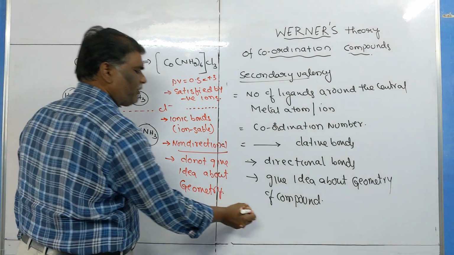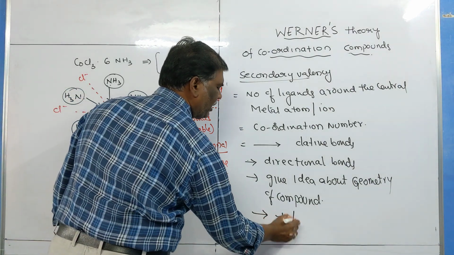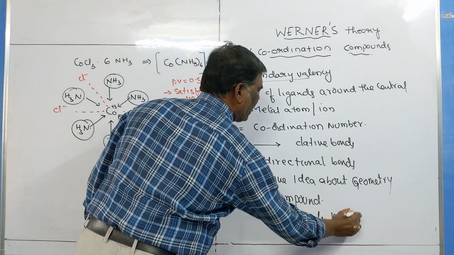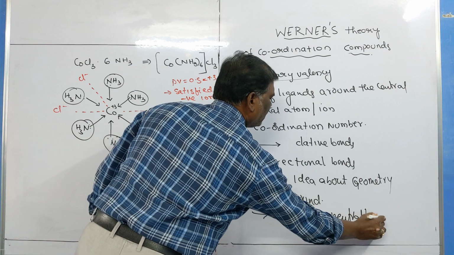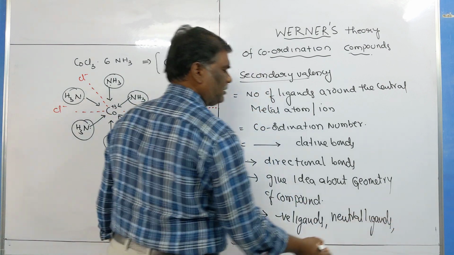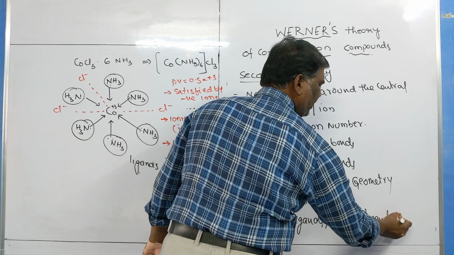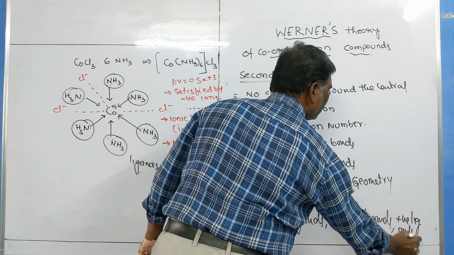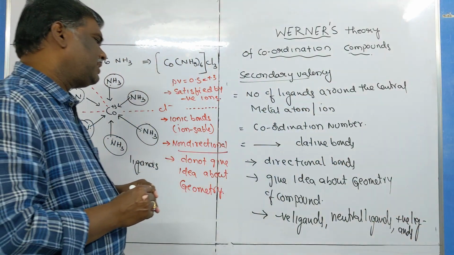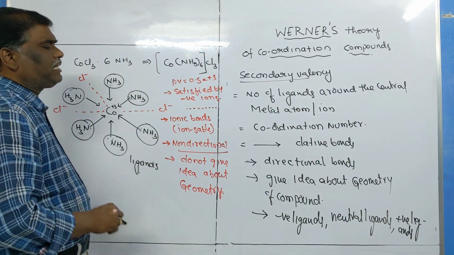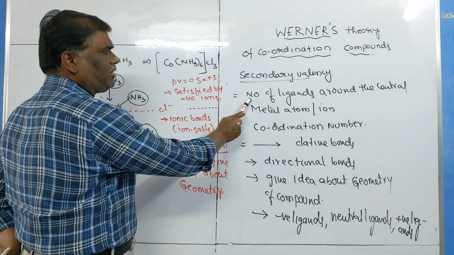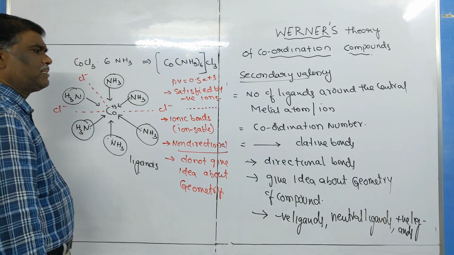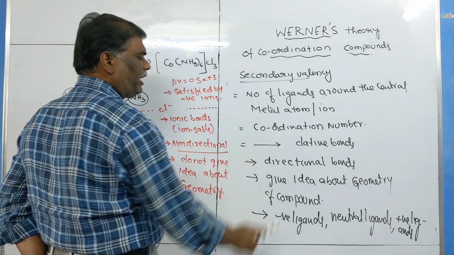Secondary valency is satisfied by negative ligands, sometimes neutral ligands, and in rare cases, positive ligands. I repeat once again. What is secondary valency? Secondary valency is equal to the number of ligands around the central metal atom or ion in the complex. It is equal to the coordination number.